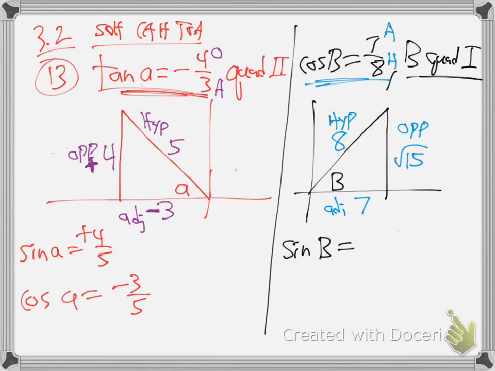There's two different angles. So now angle B, sine is opposite over hypotenuse. So that would be root 15 over the hypotenuse 8. Cosine is already right there. Then tangent is opposite over adjacent, root 15 over 7. All right, now we have all the pieces for the puzzle. Got the sine, cosine, and tangent for A. Got the sine, cosine, and tangent for B. We can go do the stuff.